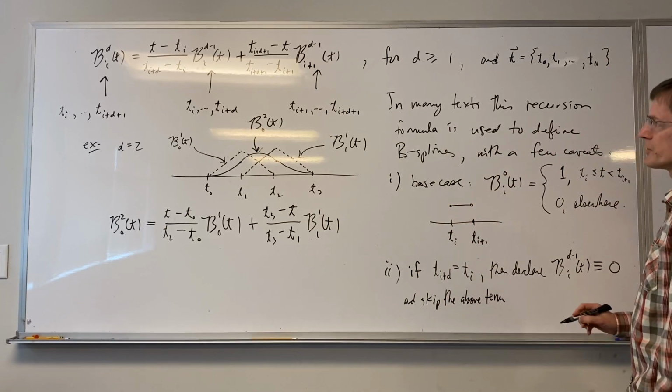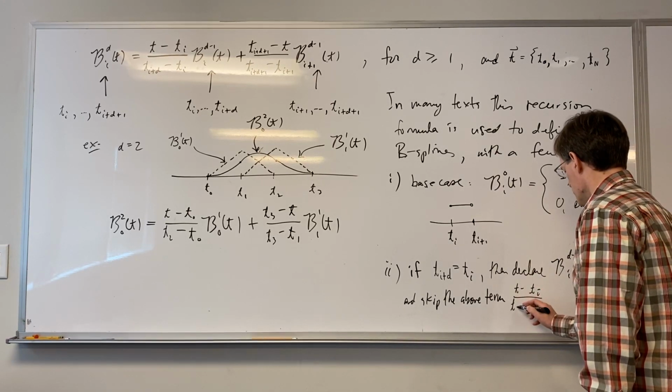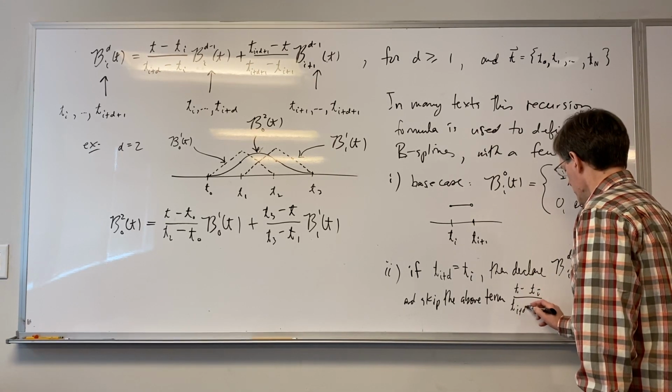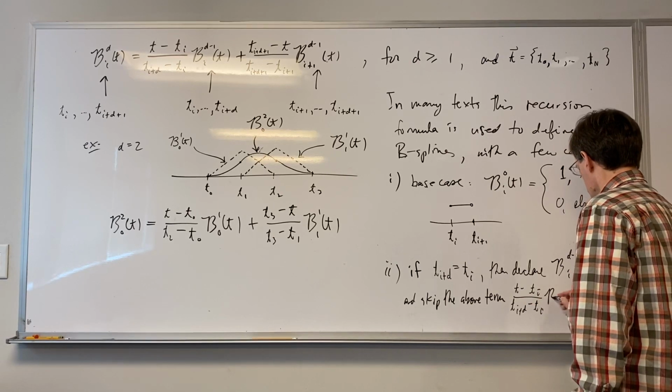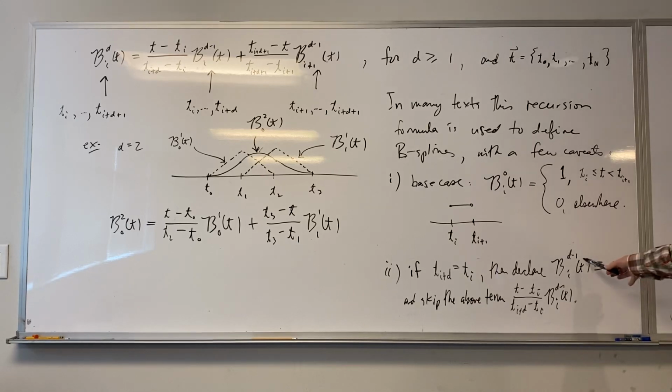And we skip the above term, (t minus t_i) over (t_{i+d} minus t_i) times B_{d-1,i} of t. In other words, we just declare this function to be 0, and we skip this term in the recursion formula. It does indeed all work out then.